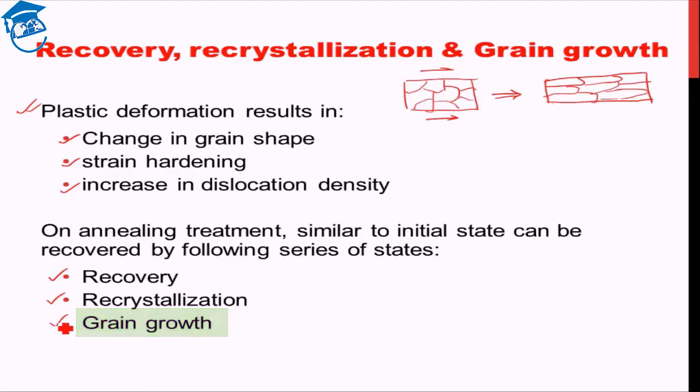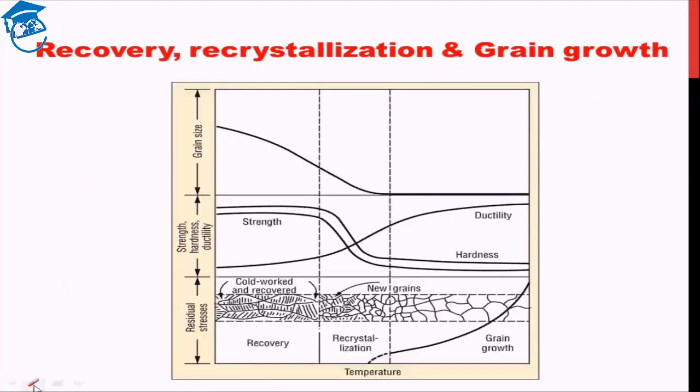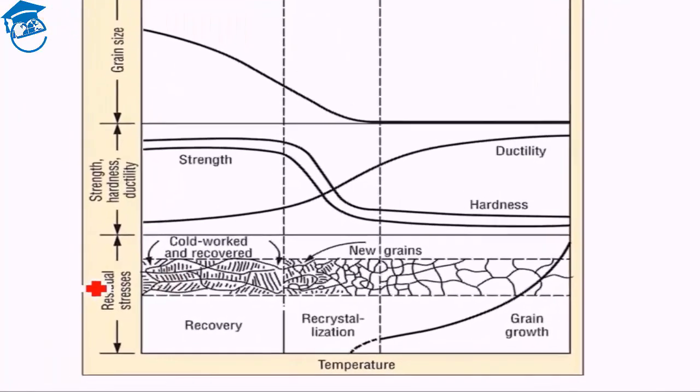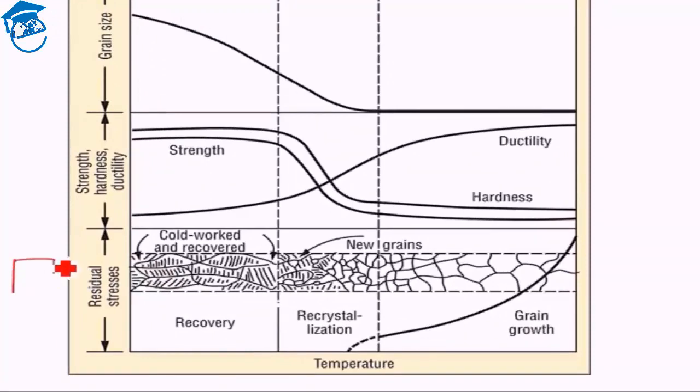Let's see each of them individually. Again, we had a material, we passed it through strain hardening processes or cold working processes, and we got elongated grains over here. As a result of this cold working, we had an increase in strength and a reduction in ductility. Now the first stage that we have is called the recovery stage.